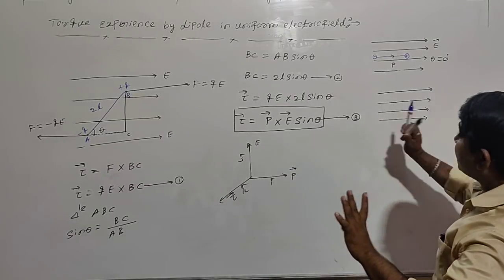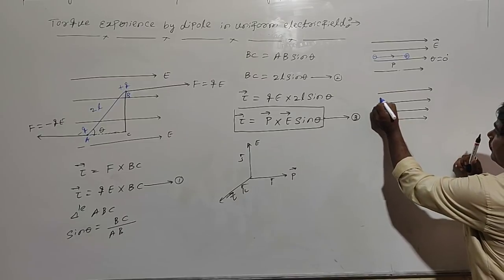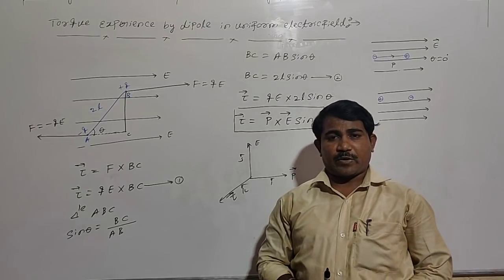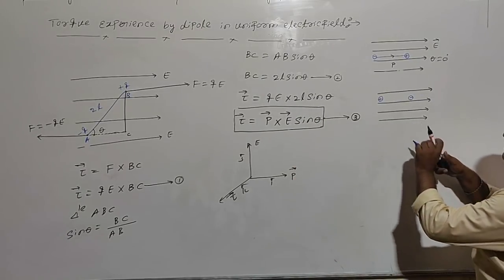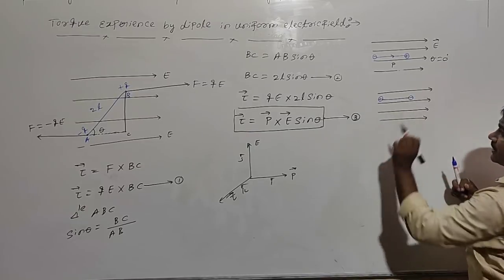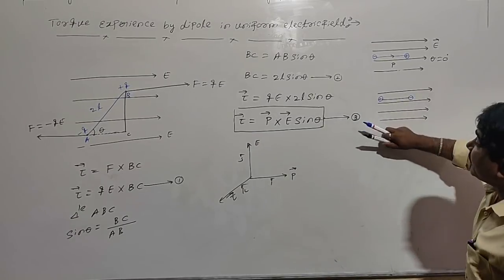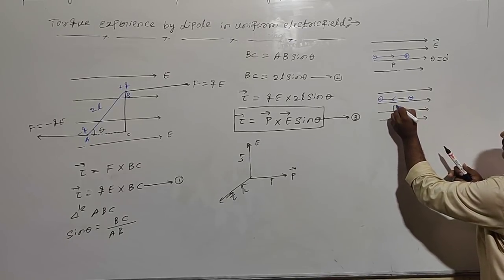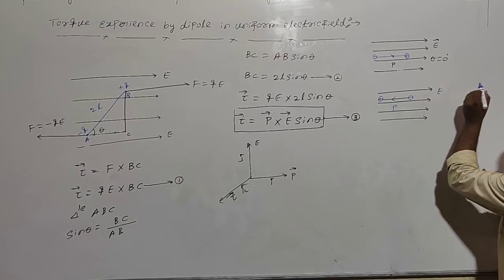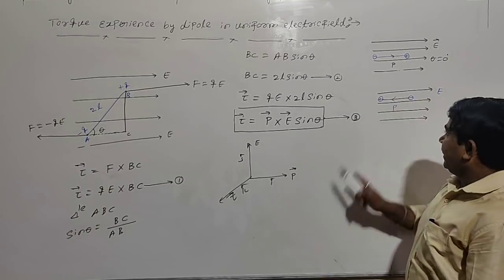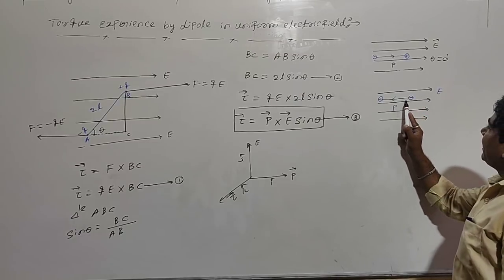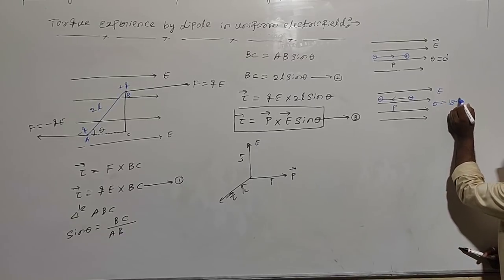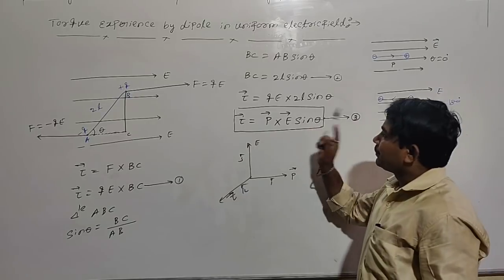In this case, I will take like this. I will take a positive charge here, then I will take a negative charge here. This is the distance between positive and negative charge. In this case, what is the direction of dipole moment? Direction of dipole moment is from negative charge to positive charge. And what about the direction of electric field intensity? Like this. Here, electric field intensity and electric dipole moment both are anti-parallel to each other. Here, how much angle is available? 180 degrees available.